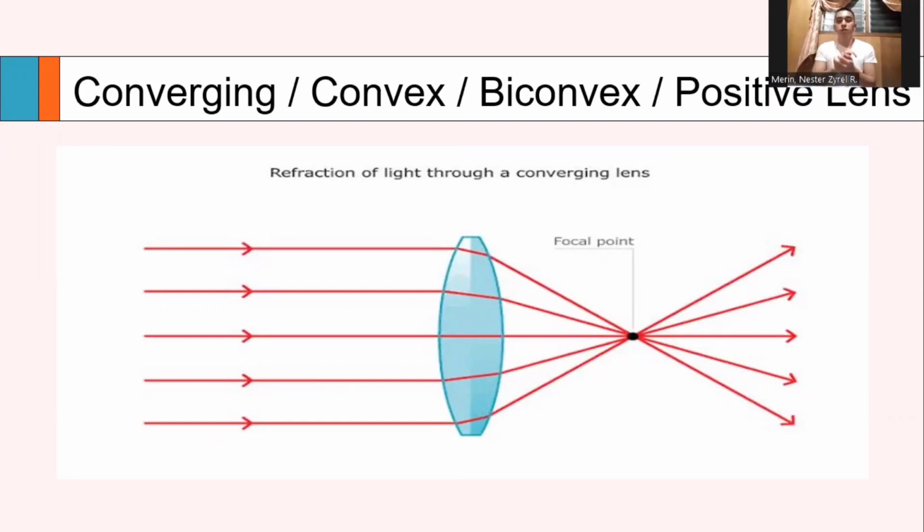The purpose of this is to make an image that comes from a distance be seen up close. A great example of that is the binocular. The binocular contains two convex lenses, which we use to see distant places up close.